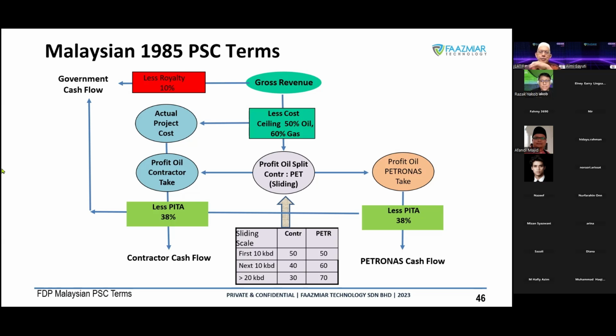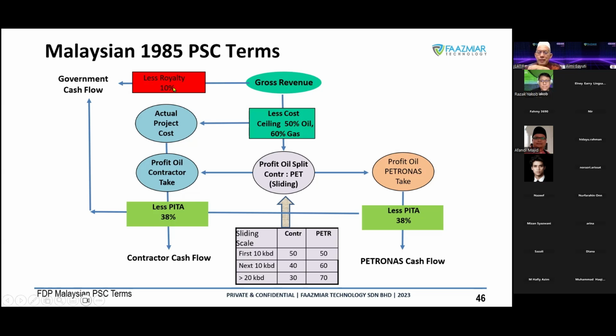This is an example of the PSC 1985, just to give a good understanding of how the profit is shared. We have the gross revenue from production, we sell the oil, so we have the revenue. Let's say for 1 year we have a certain amount in millions. The royalty of 10% will be taken out straight away from the income. So 5% will go to the government and 5% to the state.